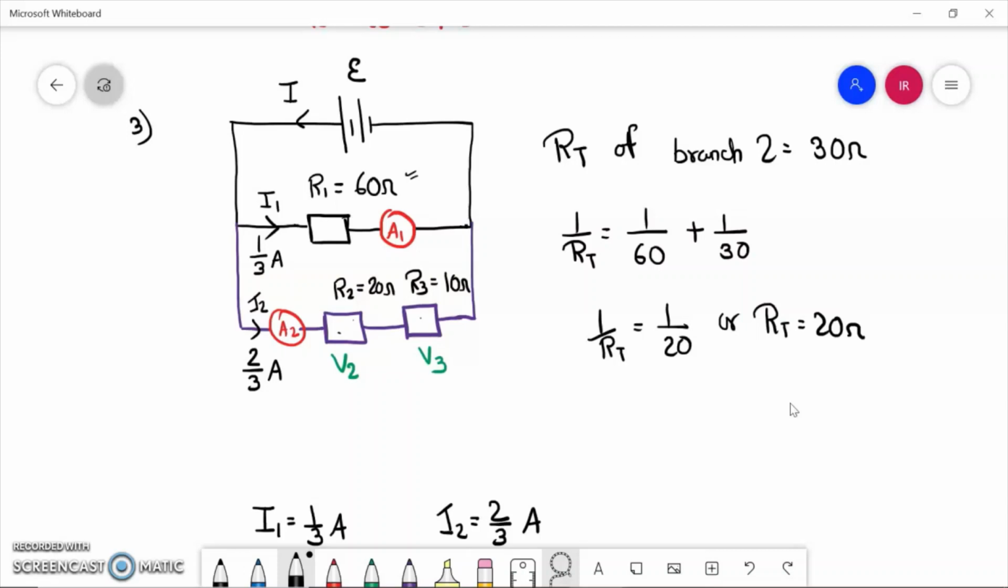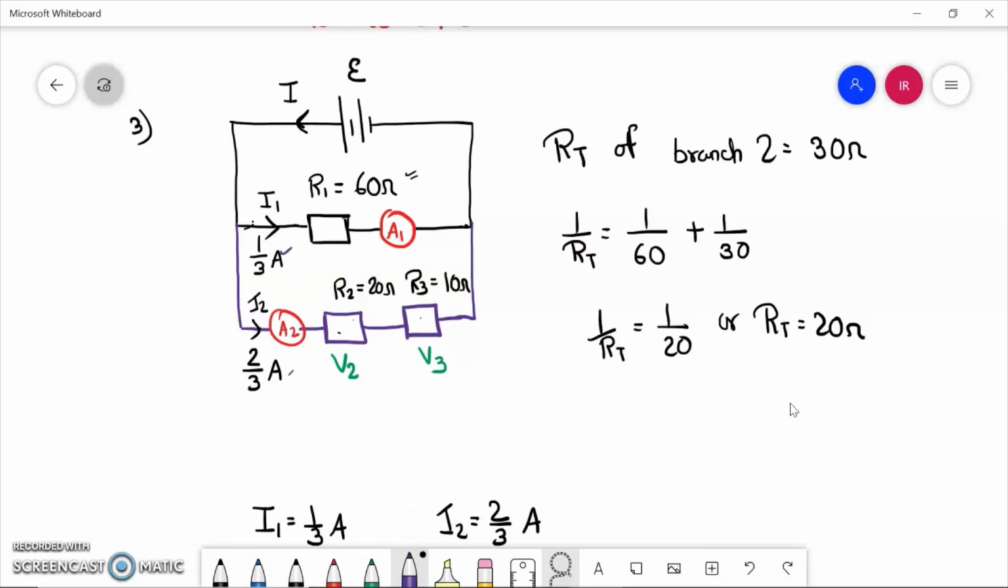Before we start, for parallel we have to know the property of a parallel circuit: the current coming out of the battery is shared between each branch. So if the current is, let's say, 1 ampere, this 1 ampere will be divided between branch 1 and branch 2, right? Here the total current is not given, but the current in each branch is given, which is 1/3 ampere and 2/3 ampere.